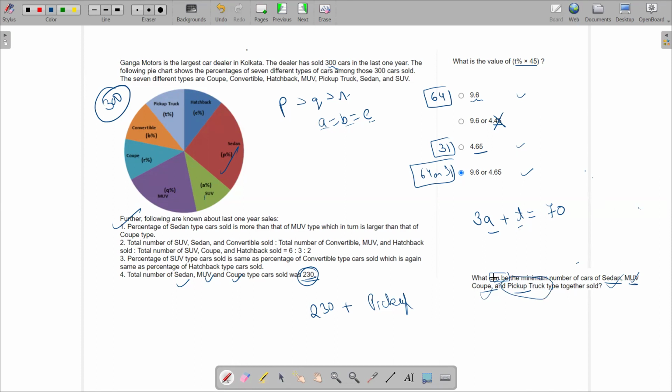Okay. Why is the question "can be"? As soon as you are able to answer this, you'll be able to answer this question as well as this question and one more question of the set as well. So it means that there will be two sets of values possible. Now the question is what can be the minimum number of cars? So we have two options for this T, for pickup. So we'll choose the minimum one, that is 31. So 230 plus 31 equal to 261.